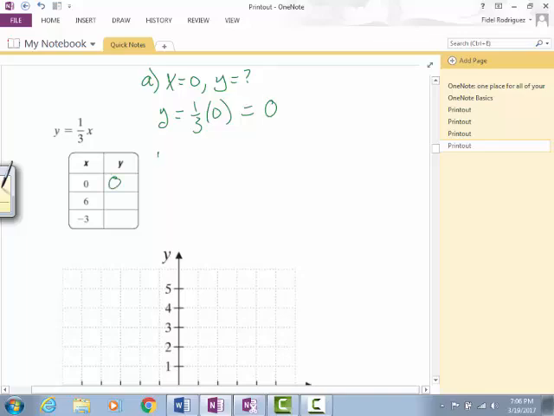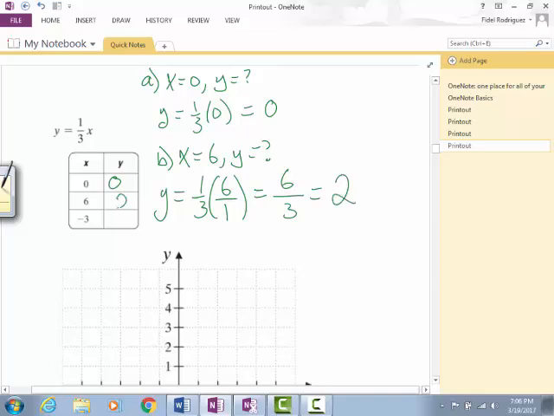Now let's go ahead and do part B. In part B, x is equal to 6. We want to find the value of y. So I'm going to write y equals 1/3. Since I'm plugging in my number 6, and I'm dealing with fractions, I'm going to think of 6 as a fraction by writing it as 6 over 1. Remember, all I need to do is multiply straight across here. 1 times 6 is 6, 3 times 1 is 3, and 6 divided by 3 is 2.